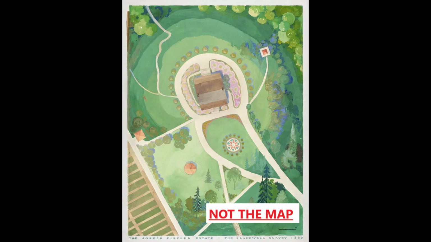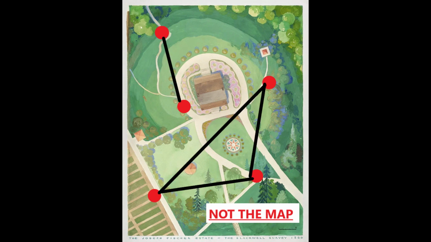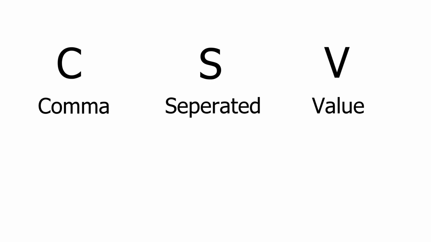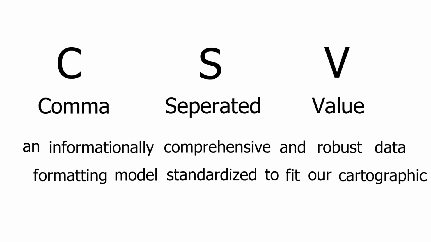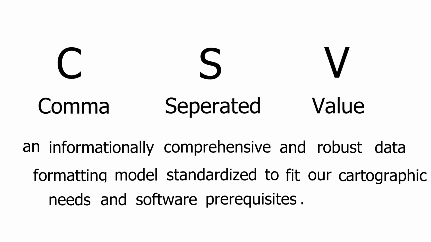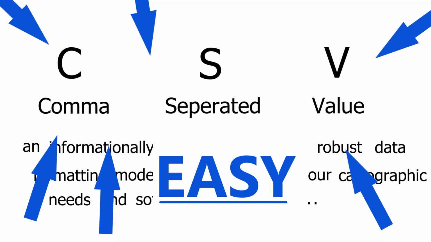Our map will mainly be using point locations of the actors' hometowns with lines visually connecting them. In the program I'll be using, Esri's ArcGIS Pro, the easiest way for me to make the map of these features is by using a comma-separated value table, or CSV table, to collect and manage our data assets in an informationally comprehensive and robust data formatting model, standardized to fit our cartographic needs and software prerequisites. Now, while it may sound super complicated, actually it's going to be super easy. We basically just use an Excel table to keep track of stuff and tell the computer where to put it.